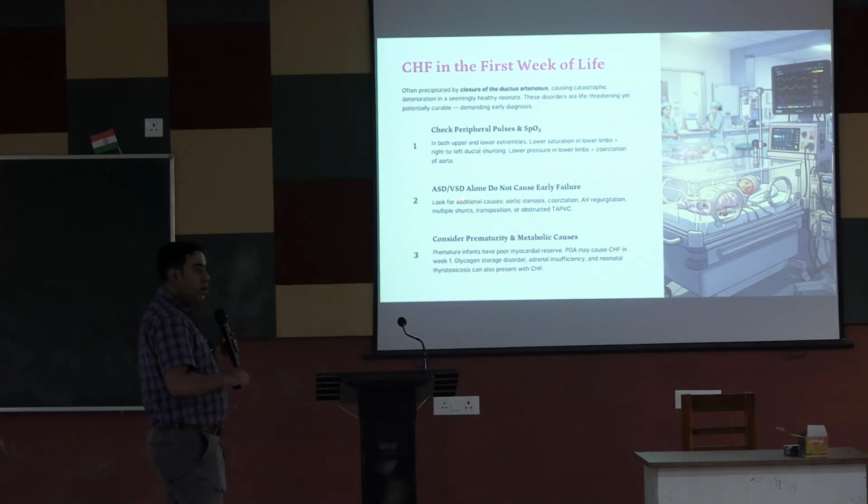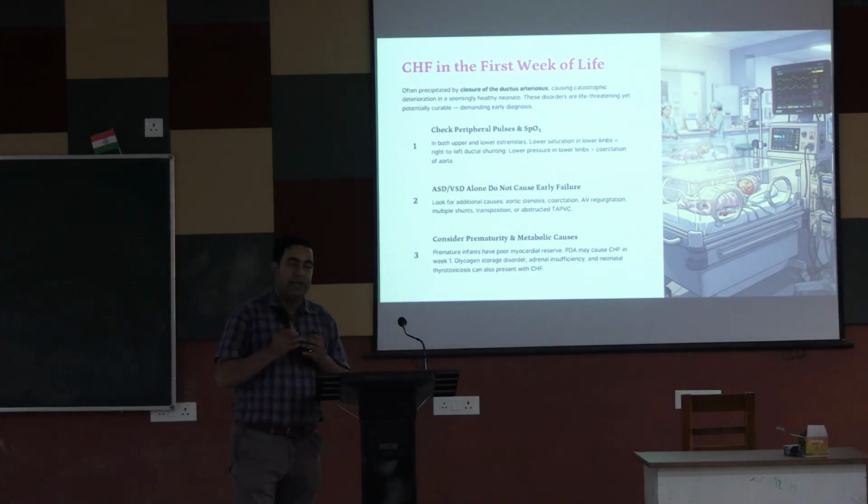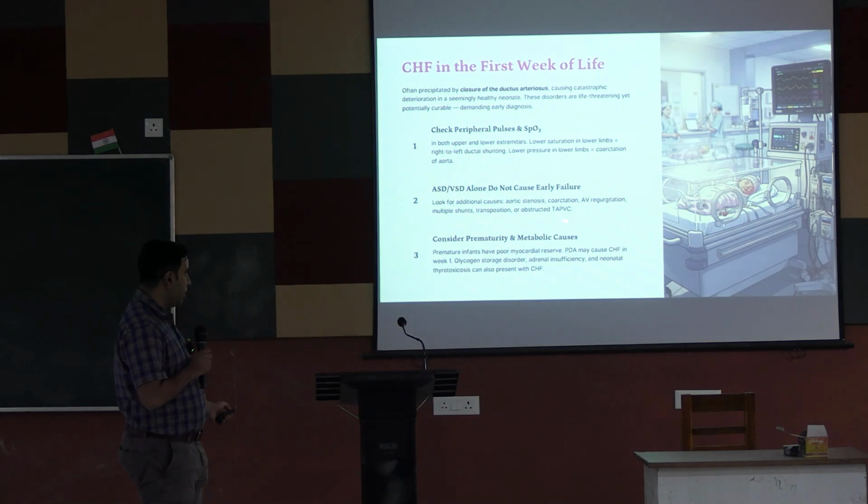VSD alone will not cause heart failure. So look for additional causes like aortic stenosis, coarctation, AV regurgitation, multiple shunts, transposition and obstructive lesions. VSD will cause congestive heart failure in the later part of life, meaning it will take 5 to 6 months or 8 months to develop. Initially, VSD alone will not cause heart failure; if the VSD is associated with aortic stenosis, coarctation, or AV regurgitation, then only it will cause congestive heart failure.